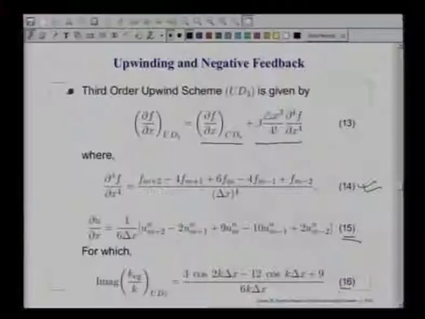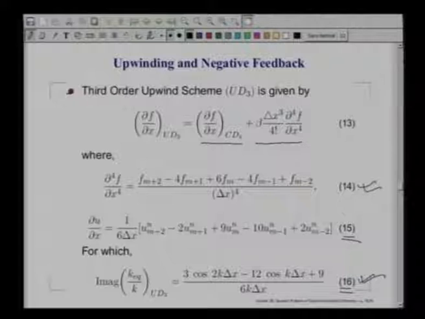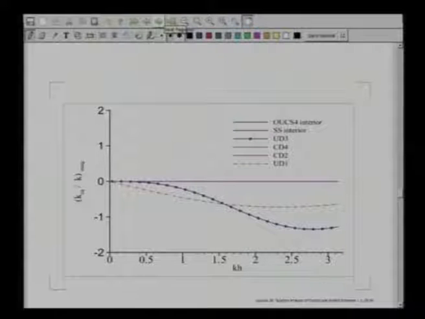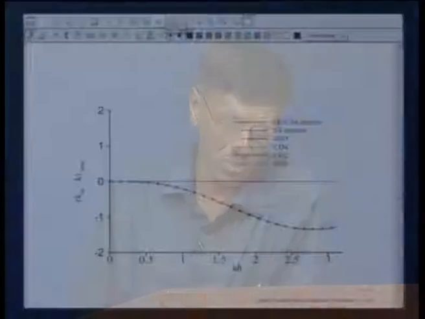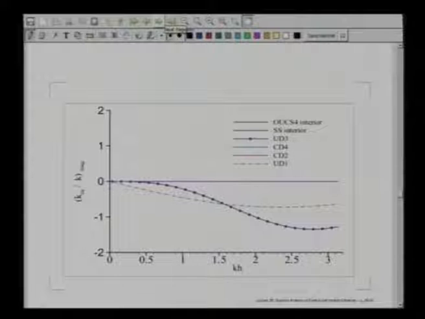So, one can work it out and one can see that third order upwinding is equivalent to adding this term, and this is what you get to see if you plot all the k imaginary by k against k h. If you look at all central schemes, they all fall along the 0 line. These are what you get for all the central schemes, whereas this brown line is for the first order upwind scheme, and this is your third order upwind scheme.